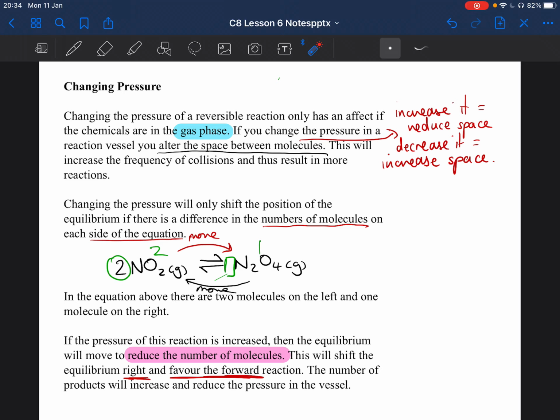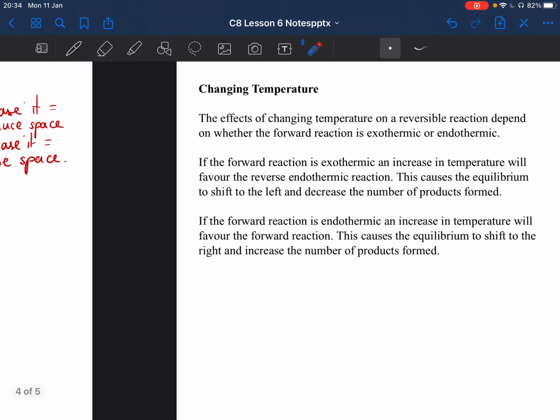If we increase the pressure, we're going to want to reduce the number of molecules, so we will shift to whichever side has the lower number of molecules on it. And so it will either shift right or left and favour either the forwards or the reverse reaction.